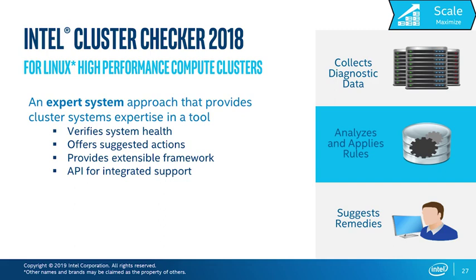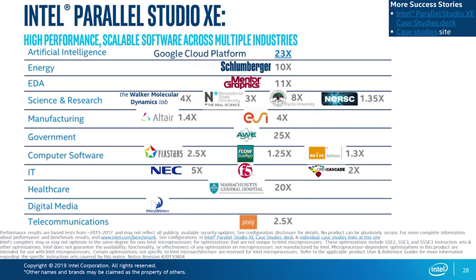So Intel does provide a tool known as Intel Cluster Checker. This allows you to collect diagnostic data from the cluster. It allows you to apply different types of rules that can allow you to operate that cluster in a more effective way, and it suggests fixes to allow that cluster to be operating again at peak efficiency levels for these very complex systems. And so I also wanted to show you some of the performance gains, again, that we're seeing by using Intel tools.